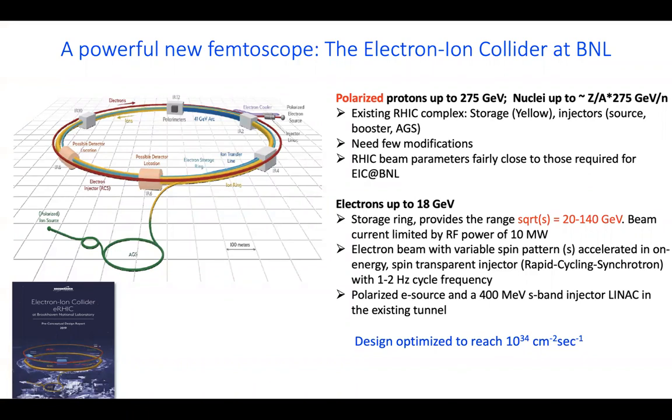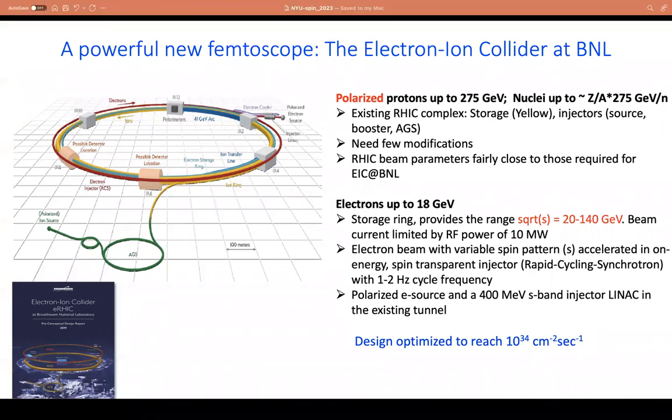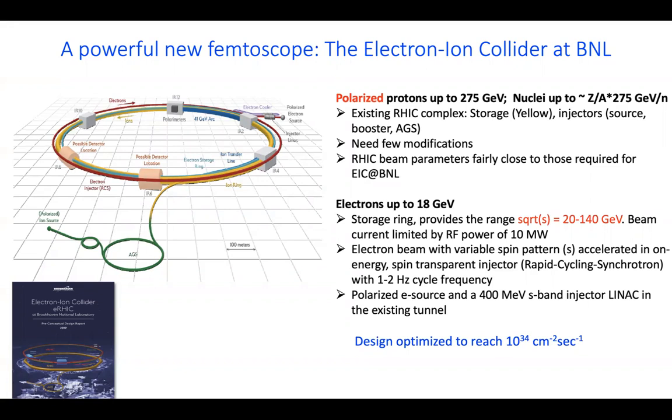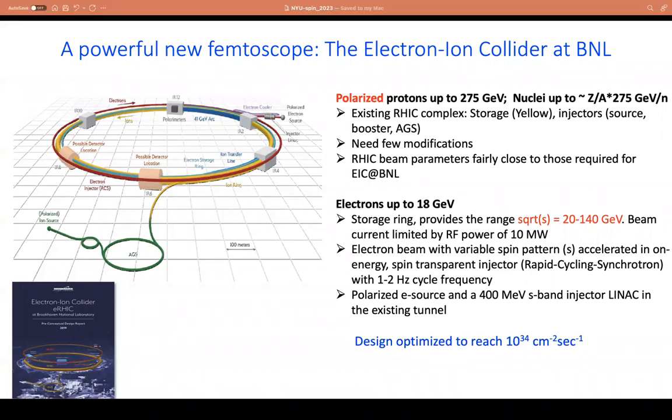And then you can have electron beams which are scattering on the proton beams, which are up to 18 GeV. Okay, so this is a very high energy collider and has a center of mass energy range from 20 to 140 GeV. So it's a wide range of energies.